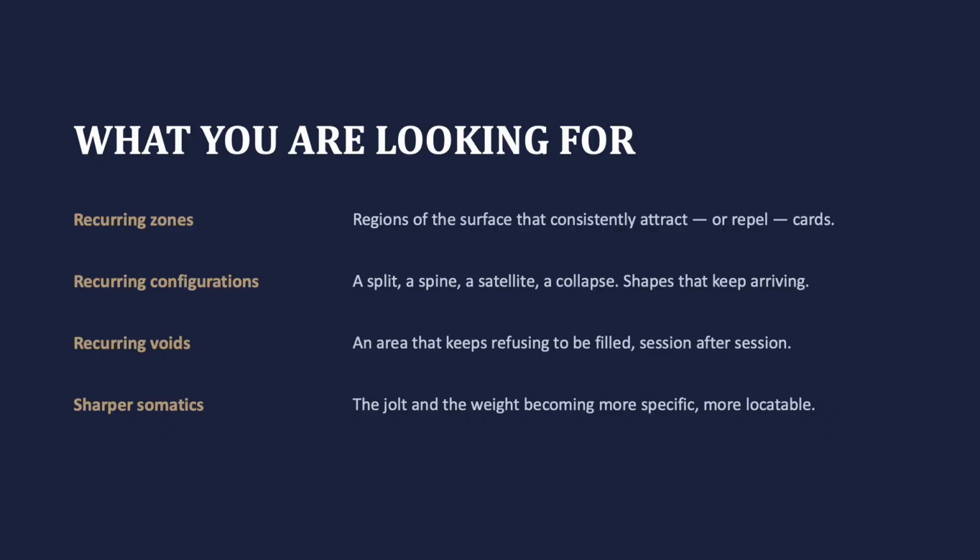Concretely, what are you looking for? The book Spatial Sight names 4 kinds of recurrence, and I want you to have them explicitly so you're not vaguely hunting for something. Recurring zones, regions of your surface that consistently attract cards or consistently repel them.